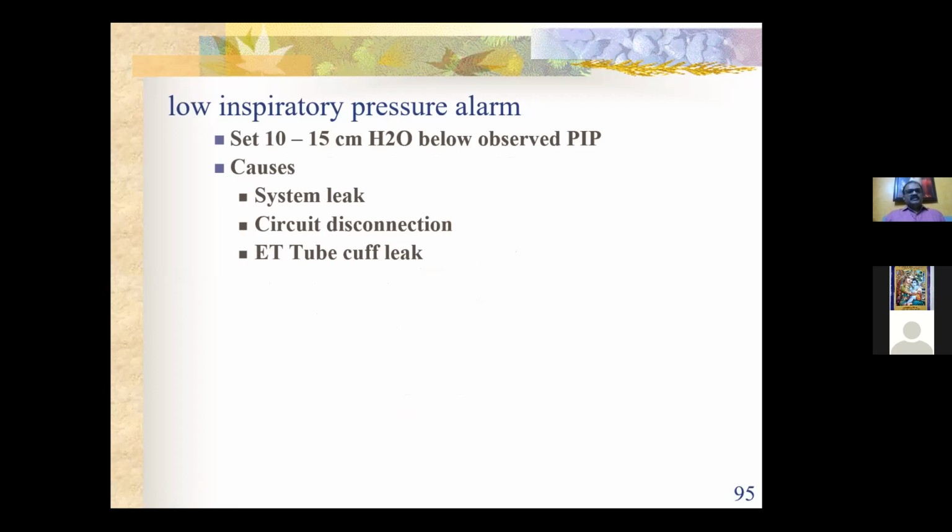Then there can be a low inspiratory alarm that is set 10 to 15 centimeters below the observed peak inspiratory pressure. That can be due to a system leak, the famous leaks, or the low minute ventilation alarm, the same as that. When there is a drop in the pressure inside the circuit, there should be an alarm. That can point towards a system leak or a circuit disconnection or a cuff leak also. So these alarms should also be set.